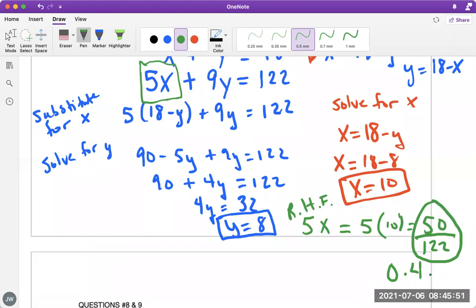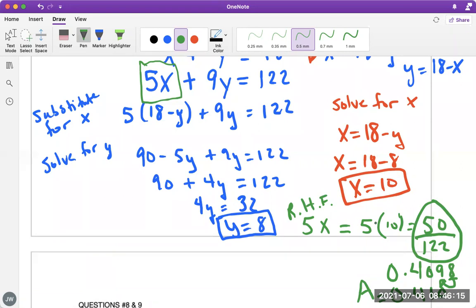0.409. And if you round that up, I'll write it all out. We're rounding up, right? So we end up with 0.410 as our final answer. And I think that was A. All right.